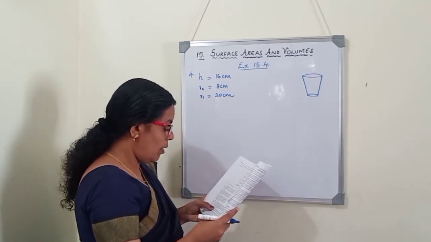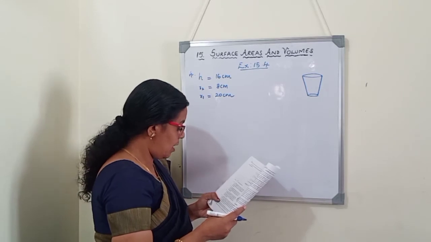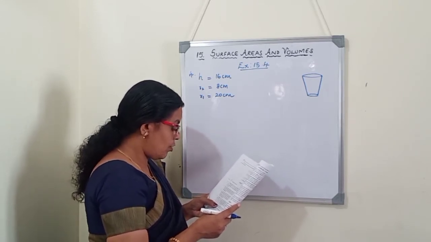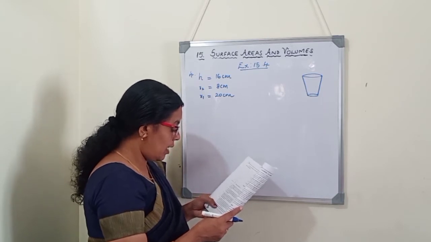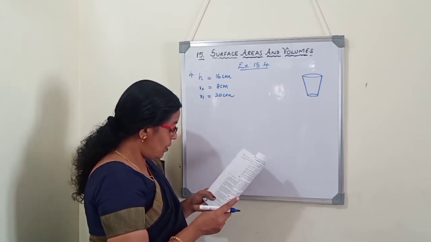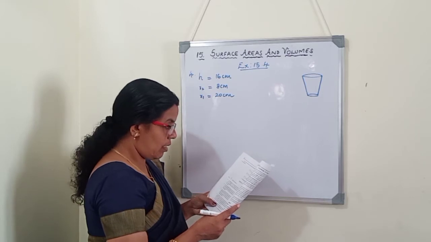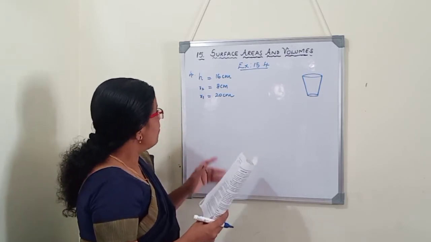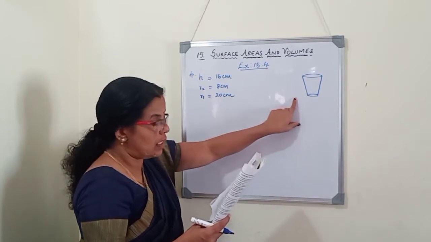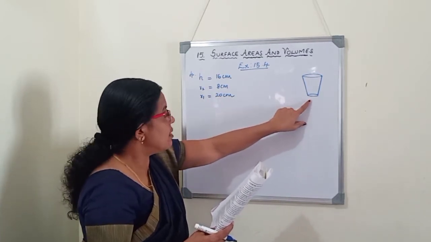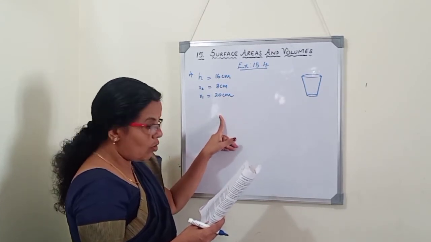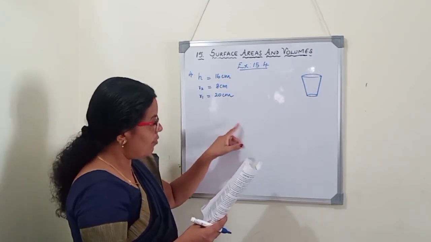Find the cost of the milk which can completely fill the container at the rate of rupees 20 per liter. Also find the cost of metal sheet used to make the container if it costs rupees 8 per 100 centimeter square. And pi you have to use as 3.14. So here the height of this container is 16 centimeter. The smaller radius is 8 centimeter and the bigger radius is 20 centimeter. We should find the cost of the milk which can completely fill the container.